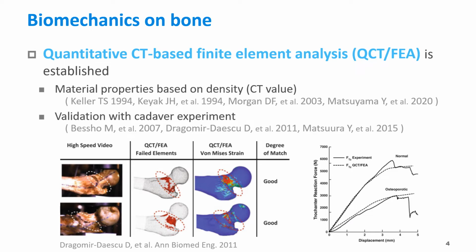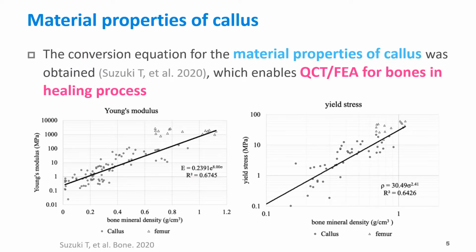For the mechanical evaluation of bone, quantitative CT-based finite element analysis (QCT-FEA) has been established since material properties were obtained from density values in cadaver experiments. After that, many high correlations with cadaver experiments have been reported. In the last year, the conversion equations for the material properties of the callus have been obtained, and now mechanical evaluation of the callus during the bone healing process is possible.